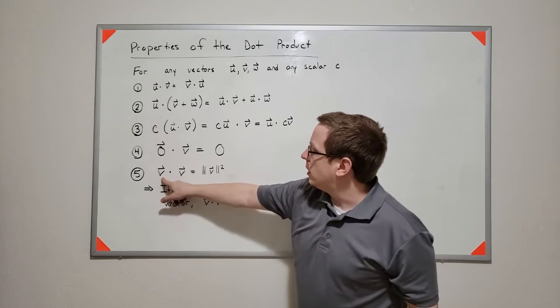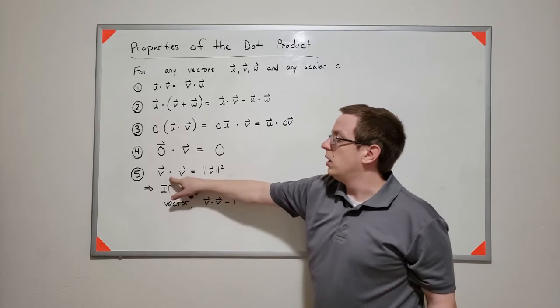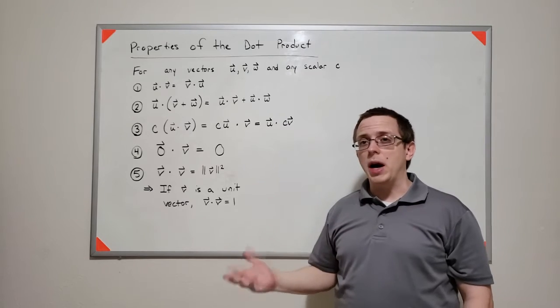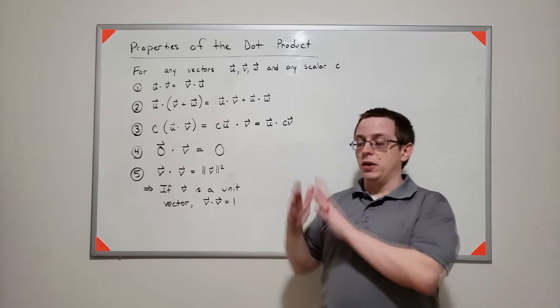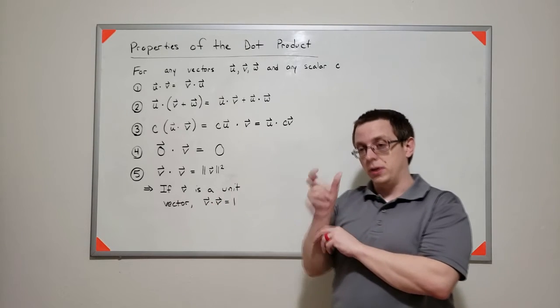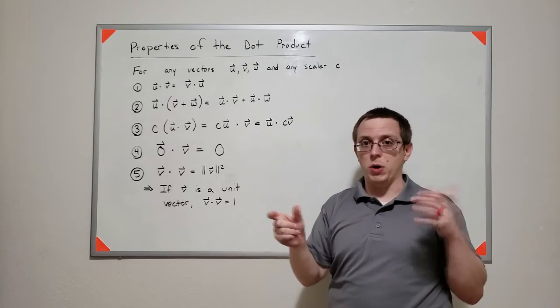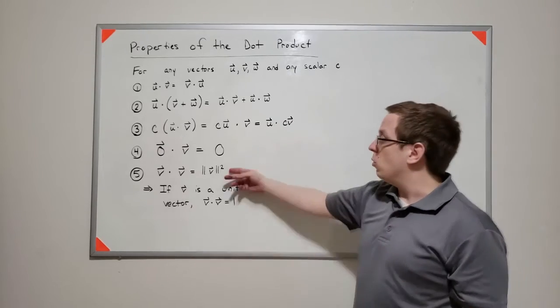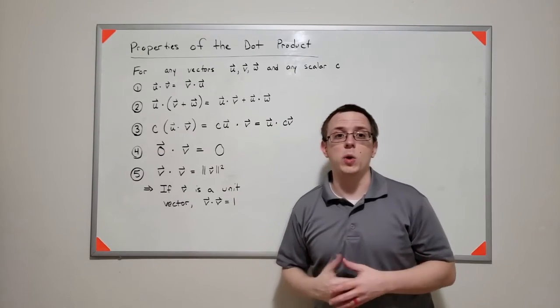And then finally, we have that a vector, if you dot it with itself, you get the magnitude squared, which if you think about it makes sense because the first piece would be the first component multiplied by itself, the second component multiplied by itself, third component, so you'd have squared, squared, squared. So you'd have what you normally get with the magnitude except without the square root.